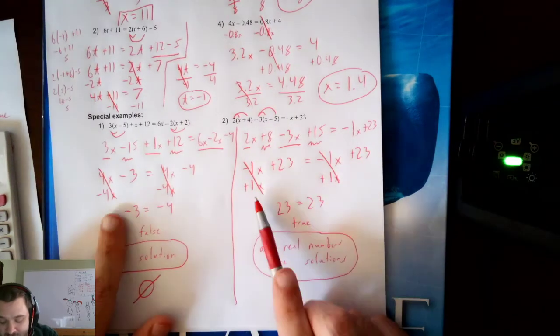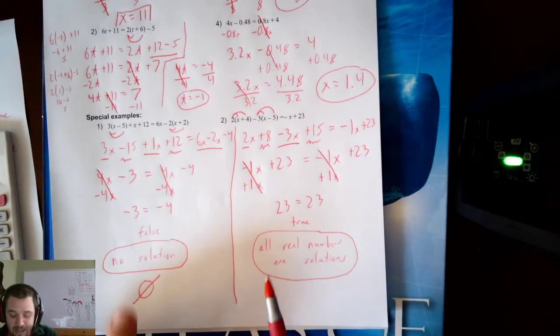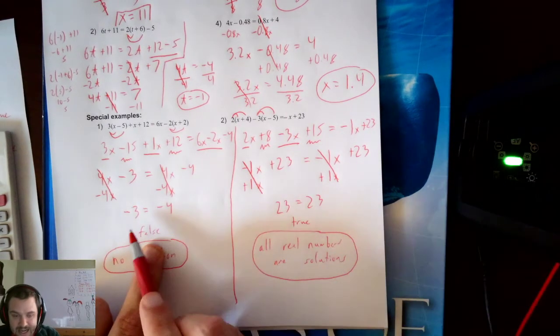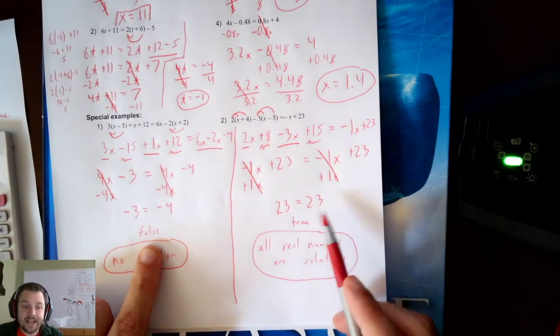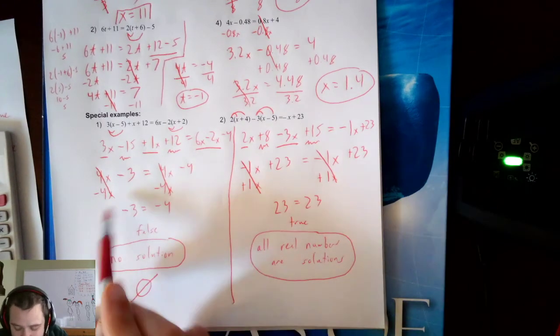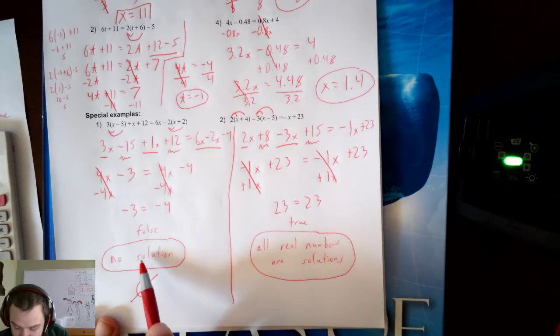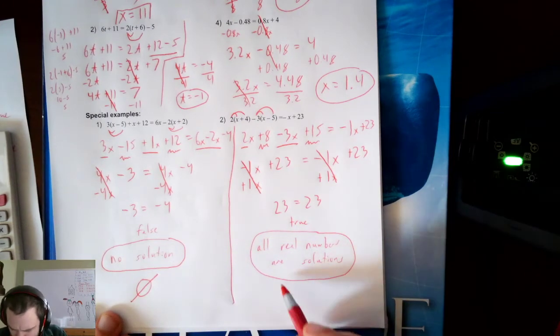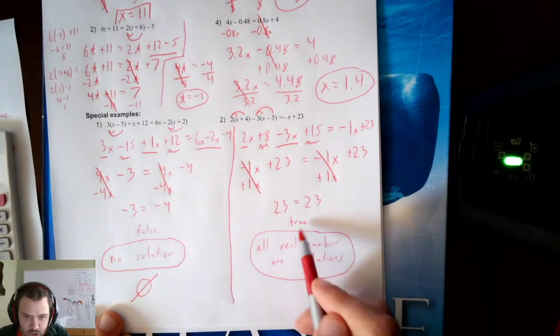Notice the same weird thing happened, that the x's canceled on both sides, but I was left with a false, negative 3 is not equal to negative 4, right? Or a true, 23 is definitely equal to 23. And that's the difference. So sometimes your variables might disappear, in which case you have no solution, or all real numbers are solutions. And the difference is whether you're left with a false or a true statement.